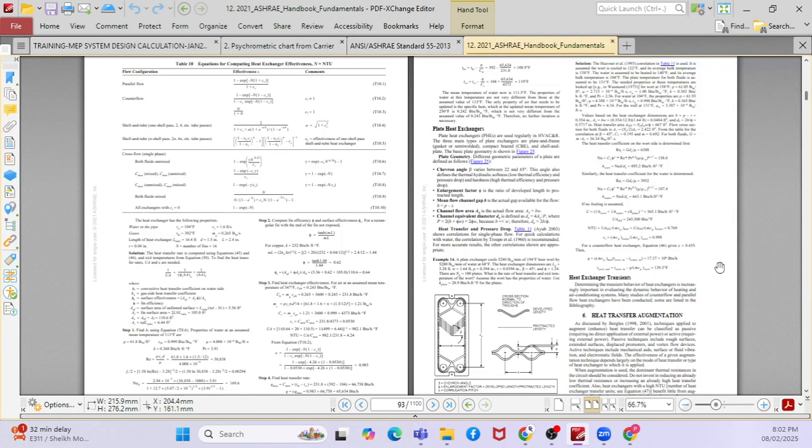Say, for example, sometimes you go with the heat wheel design, but that heat wheel may not work because of the supply temperature and return temperature you are expecting. It depends upon the supply airflow rate and the exhaust airflow rate, what is your requirement, right?